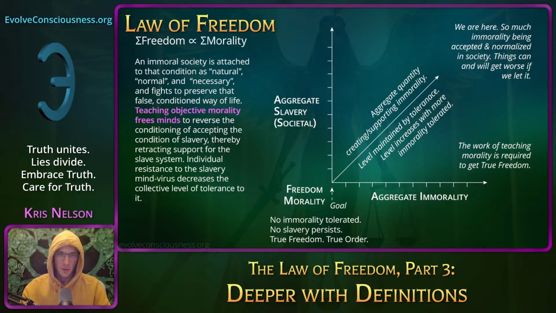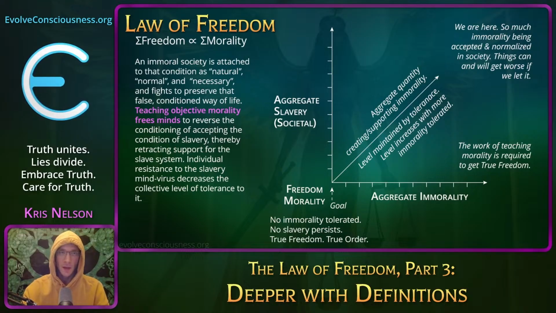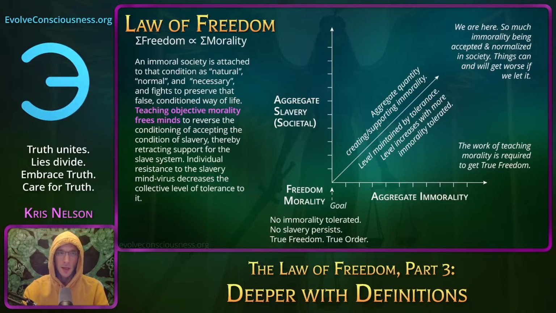So that goal is when no immorality is tolerated, no slavery persists, we have true freedom and true order. An immoral society is attached to that condition as natural, the condition being immorality, which is producing slavery. So that condition that they produce, that immoral society, they're attached to that condition as natural, normal, and necessary, and fight to preserve that false, conditioned way of life.